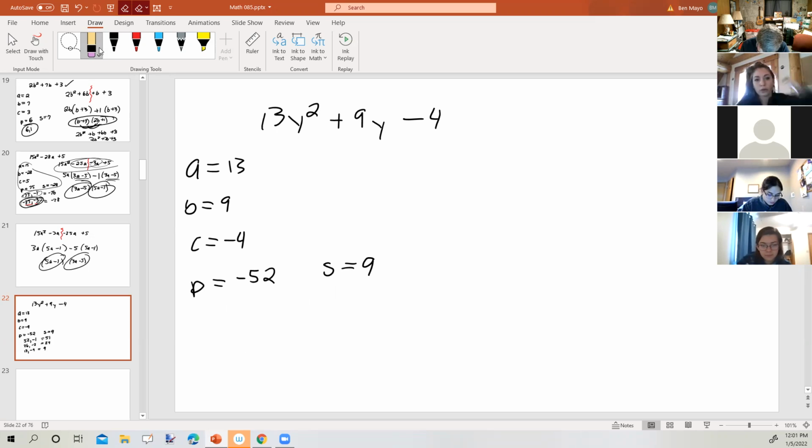Okay. Were you okay where I determined that we needed a big positive and a little negative? Yes. Okay, good. So I'm looking for two numbers whose product is negative 52 and whose sum is 9. But I know the bigger number has to be positive. So what times what is negative 52? Well, 52 times negative 1 would be negative 52, right? Yeah. But what would its sum equal?